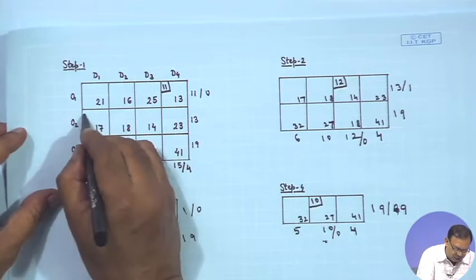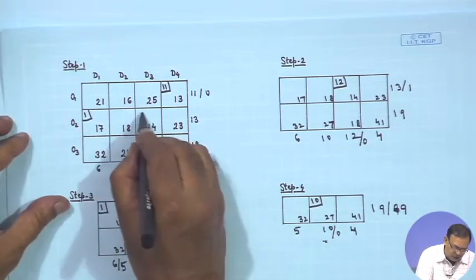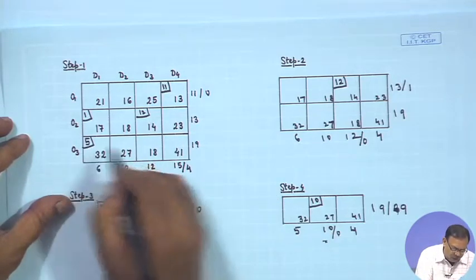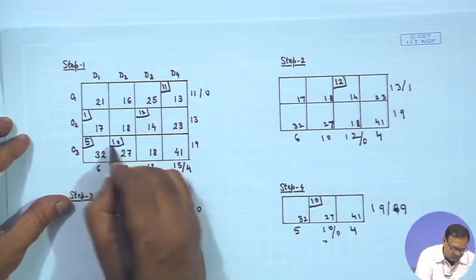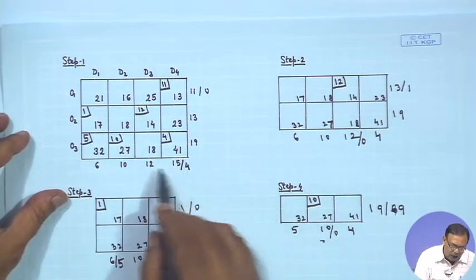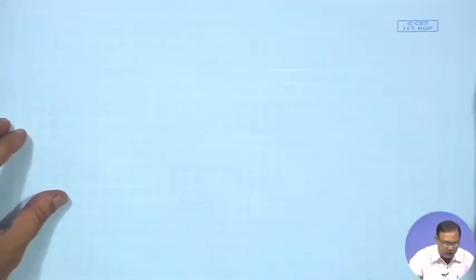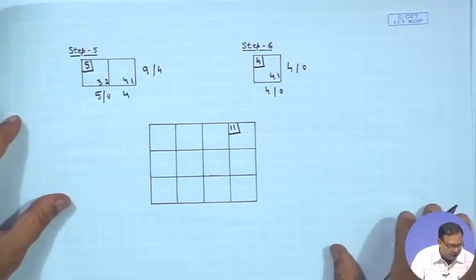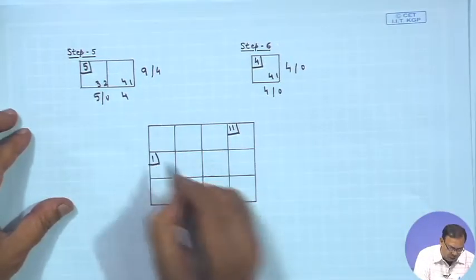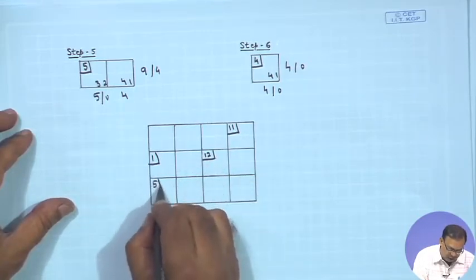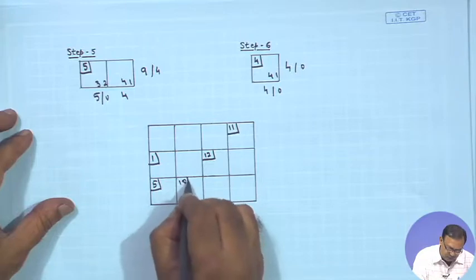This is 11, this will be 1, this is 12, then this will be 5, this is 10, and this one 4. From these allocations I can write down, if it is clumsy, then I am just writing the allocations at the respective cells, not the costs. 11, here it is 1, in this cell it will be 12, then here it is 5, 10, and here it is 4.